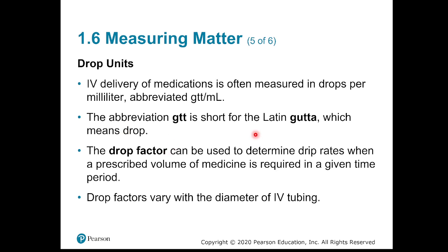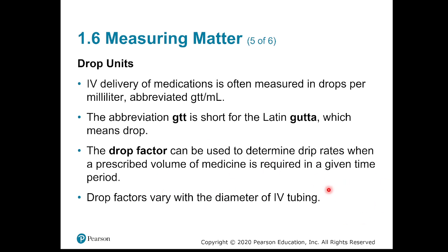The drop factor can be used to determine drip rates when prescribing volumes of medicine is required in a given time period. So keep in mind how this is usually done: you'll have drops per hour or drops per minute, and it'll literally count the number of drops that's going to be given to that person every hour or minute. And these drops are highly regulated, and the instrument has a very specific setup to actually measure a consistent drop. This flow rate is incredibly important. You can either kill someone or cause the drug to not have any effect at all if you get this wrong.